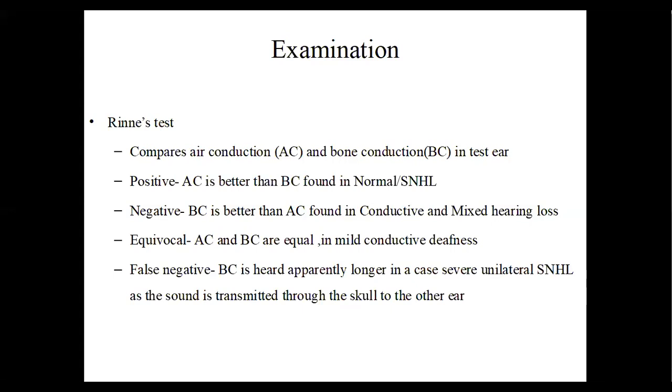Rinne equivocal. So what does Rinne equivocal mean to you? That means air conduction as well as bone conduction were of the same duration. That means it was the same, and you can get it in a patient with mild conductive deafness.